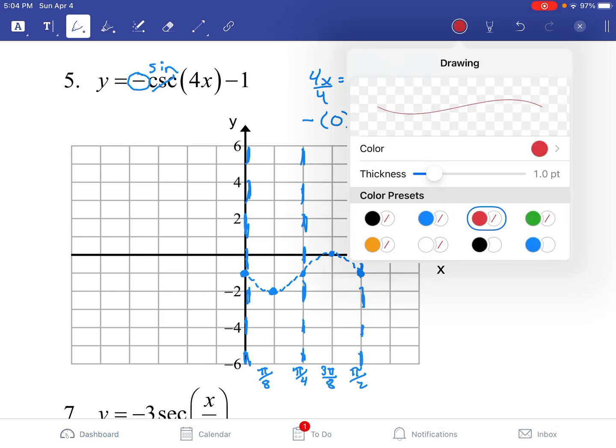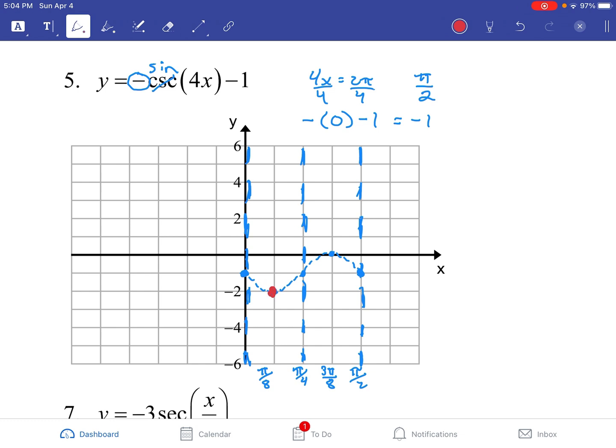Change colors for the points that I'm going to do the peaks and the valleys. So here's my valley, here's my peak, and the parabola type shapes go off in the opposite directions. There you have negative cosecant of 4x minus 1.